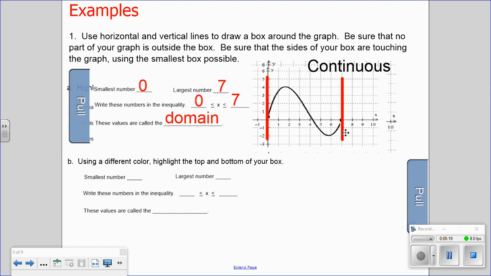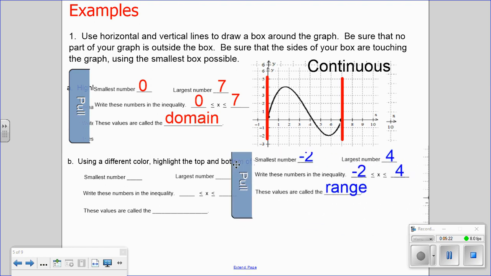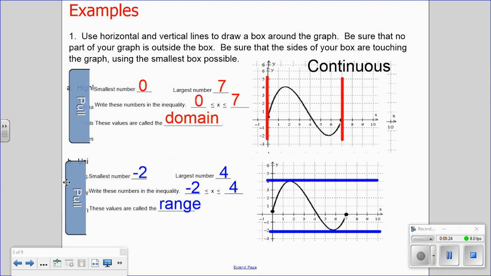If we're looking at the range, instead of being from side to side, we're looking from bottom to top. We always start from least to greatest. So the bottom number here is -2. That's the lowest it goes. The highest it goes is up to 4. And so our inequality would be from -2 to 4. Again, this value right here should say y. So we want y in the middle of that inequality, and all of these values are called our range.